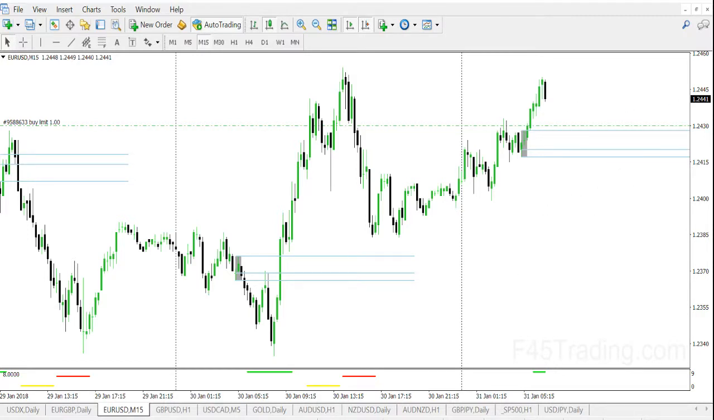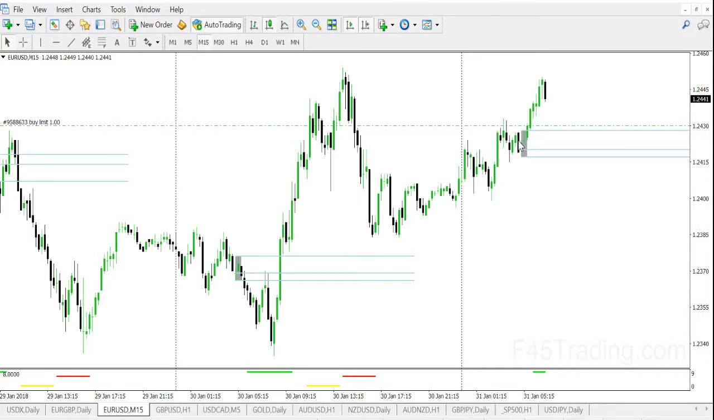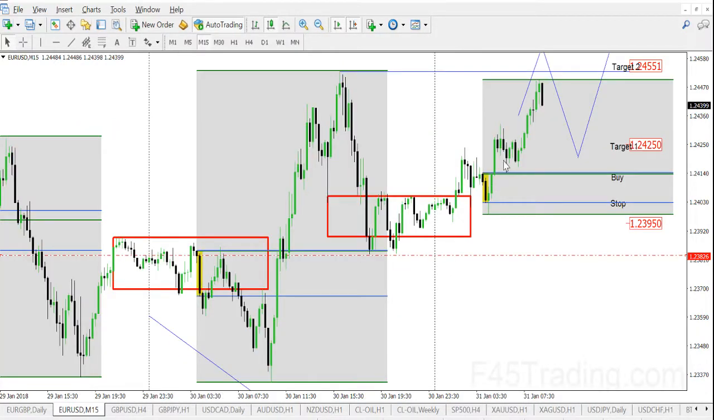Whatever your feed is. So like I say, there's a 5 pip difference on this feed to this feed here. So the high of this candle comes in at 124.27, and the high of the same candle in here comes in at, where are we here? 124.26. So it's a discrepancy of a couple of pips.